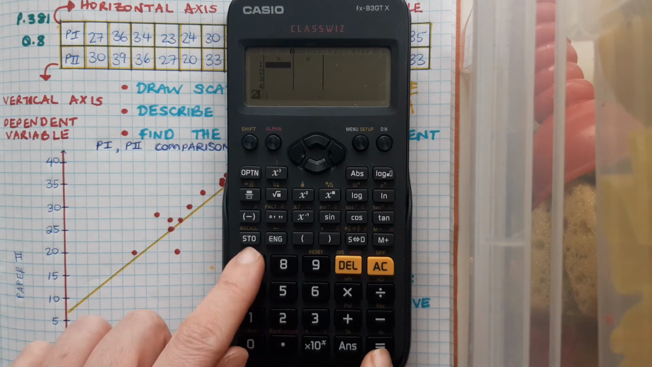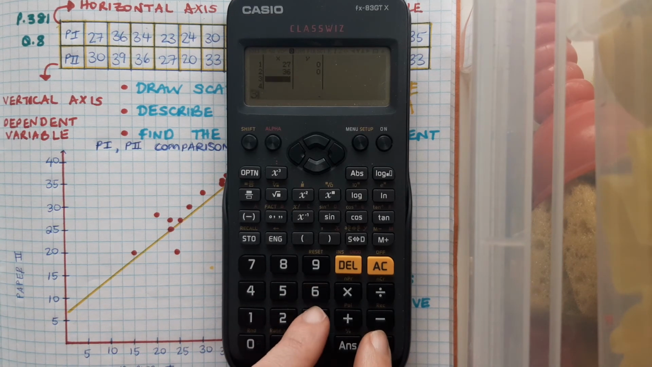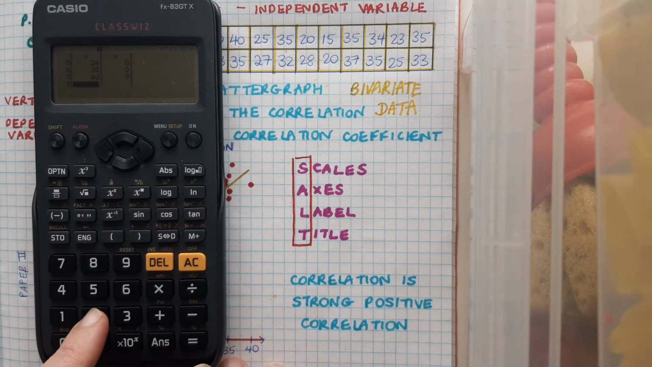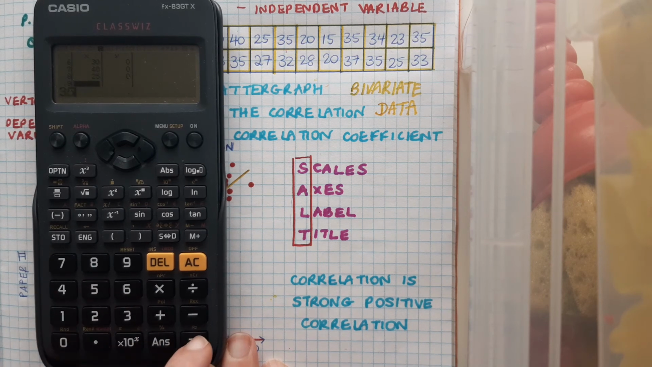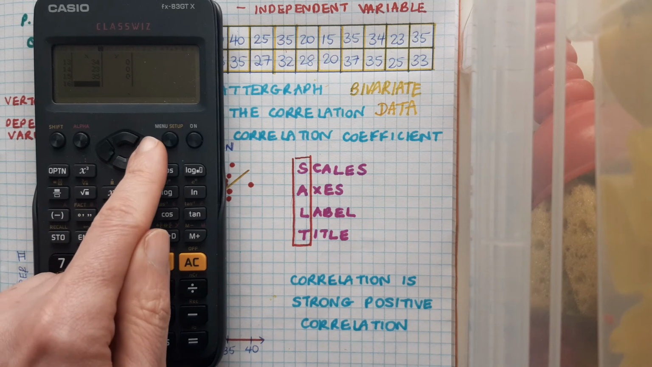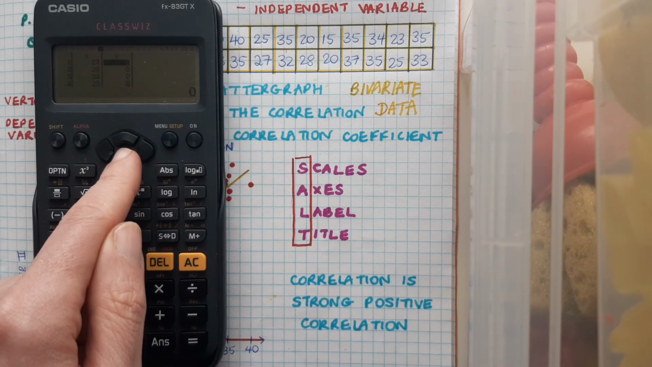So I'm going to put in 27, press equals, 36 equals, 34 equals, 23 equals, 24 equals, 30 equals, 40 equals, 25 equals, 35 equals, 20 equals, 15 equals, 35 equals, 34 equals, 23 equals, and 35 equals. You'll see that when I'm finished, I've got 15 pieces of data entered, which is correct for my table. And then I'm going to arrow over into my other column.